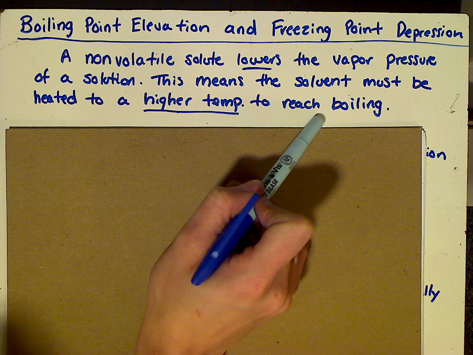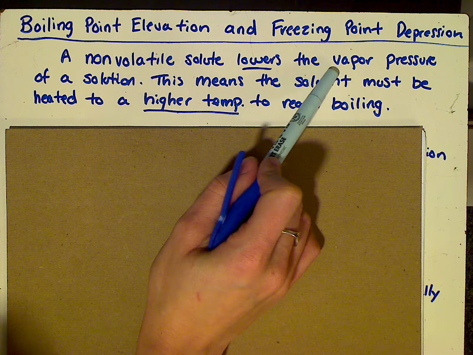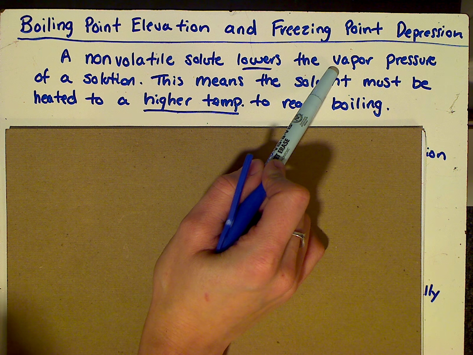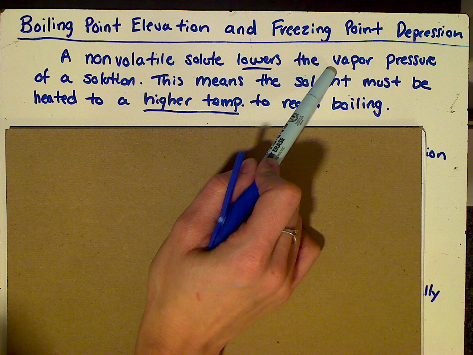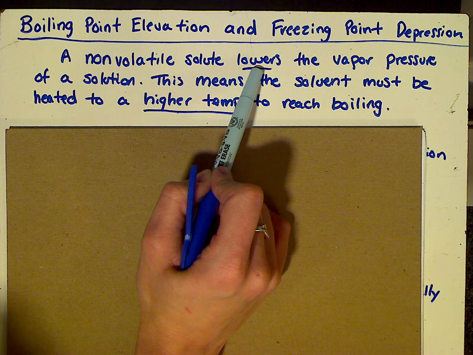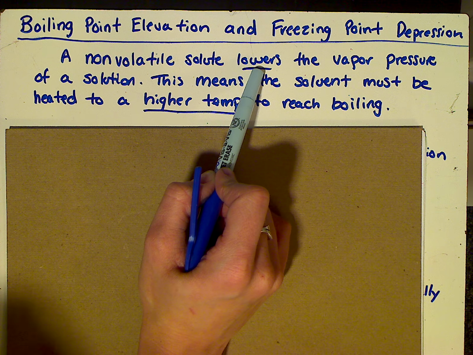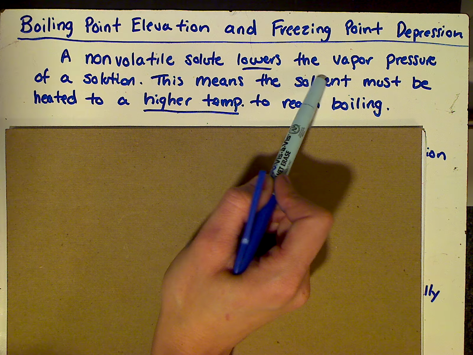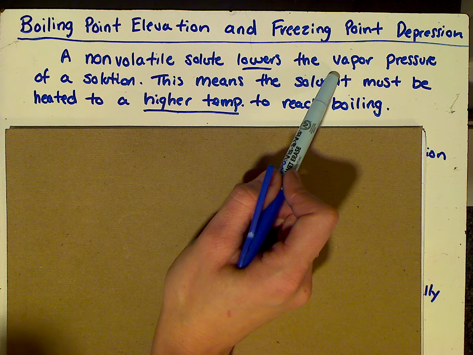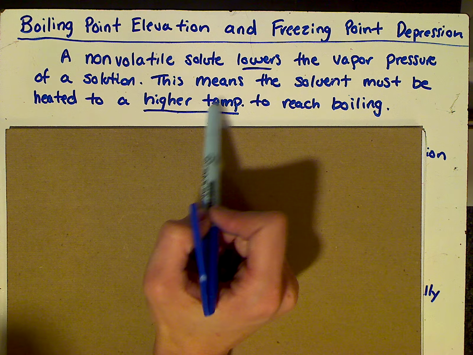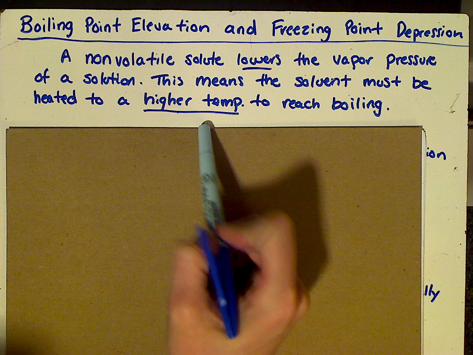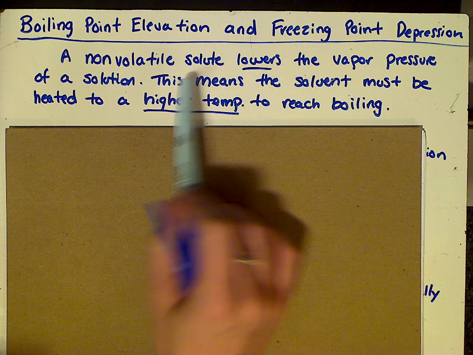Remember, guys, boiling is when the vapor pressure of your solution equals the atmospheric pressure above the solution. So if adding a solute is going to lower that vapor pressure, then you have to add more heat to create a higher vapor pressure to make it boil and match that atmospheric pressure. And that's why we have a boiling point elevation in the first place. Okay, so make sure you follow that train of thought.